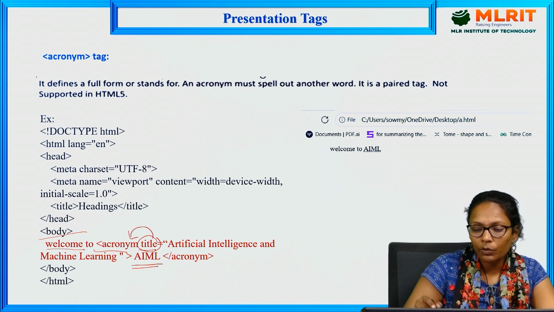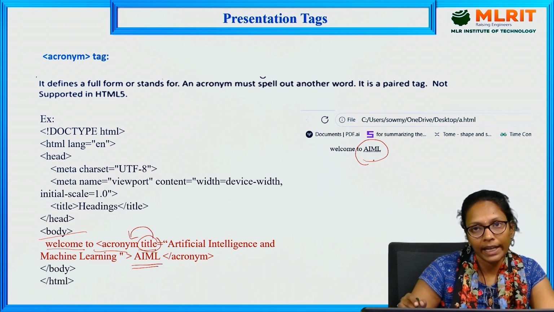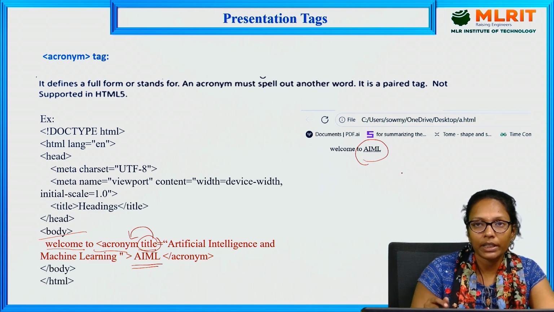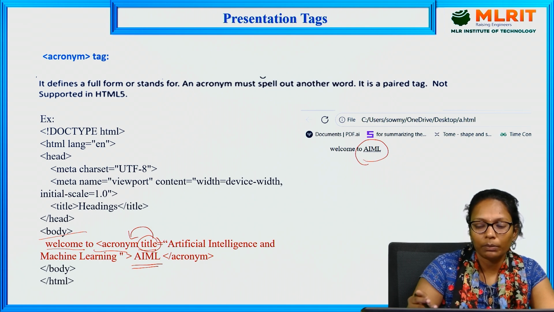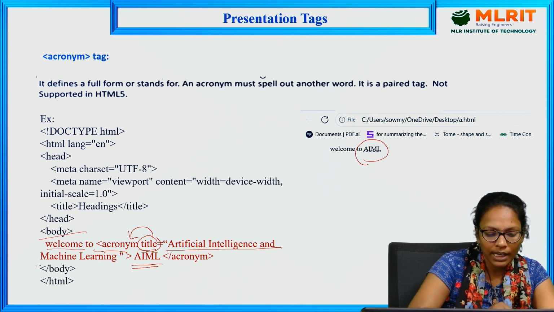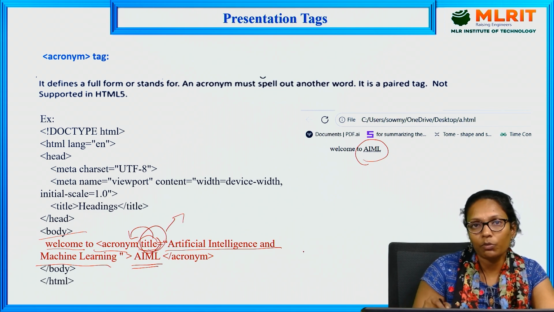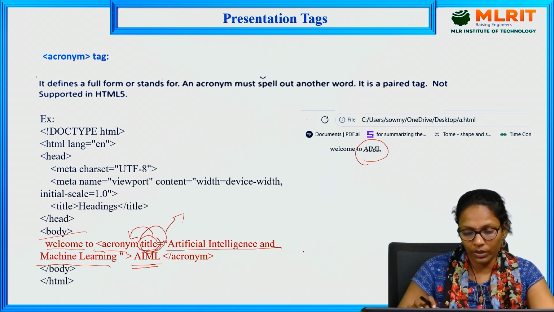So basically you will get the output like this: welcome to AIML. You can see a dotted line under AIML. But if you place your cursor on it or click on it, you will get the complete acronym of that particular word. The complete acronym word you are giving as an attribute with the attribute name title. So title is equal to, and I'm giving the full form of this acronym.